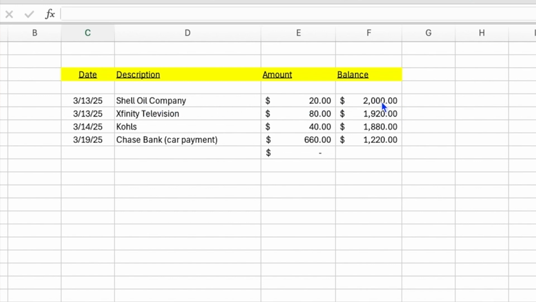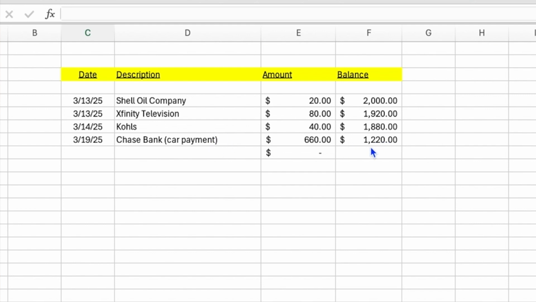After that, they had $2,000 left in their checking. They wrote a check to Xfinity Television, $80. They're down to $19.20, and then Kohl's, and then Chase Bank was the last thing that they've written a check for. Car payment, $660. So they have $1,220 after these checks clear.